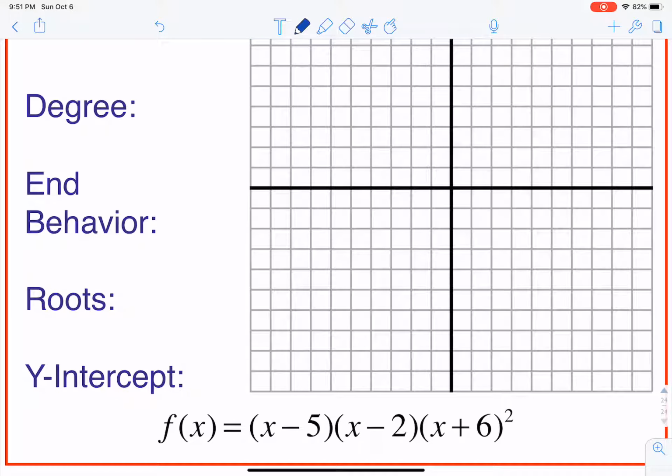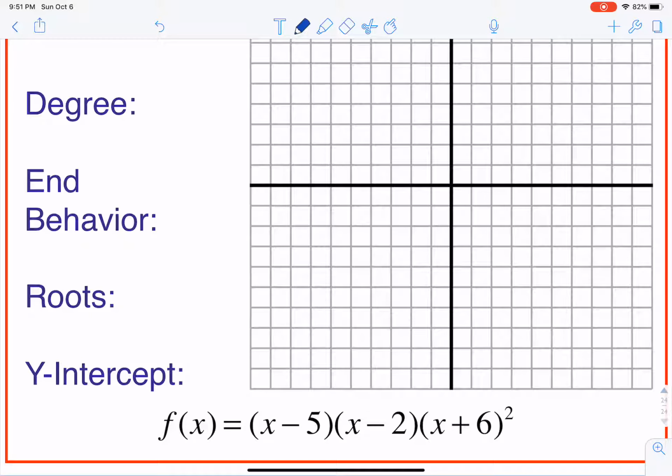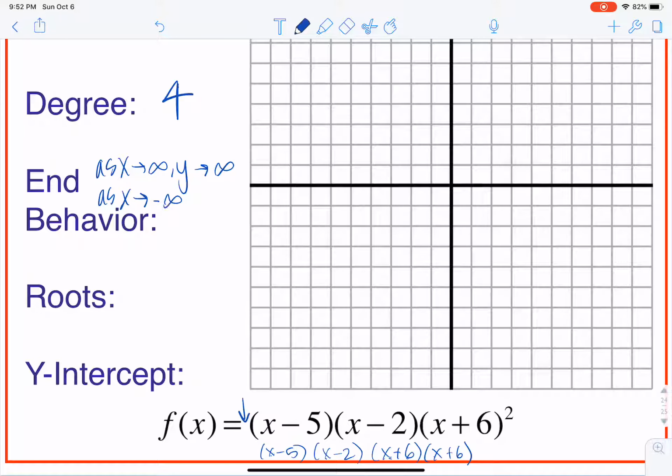So let's take a look at this one, and we're graphing again. My degree, I'm asking myself, how many times am I multiplying x together? Here I have x minus 5 times x minus 2 times x plus 6 squared, which is really x plus 6 times x plus 6. So really I'm multiplying x 1, 2, 3, 4 times. This has a degree of 4. So I know that my end behavior will be matching. I don't have a negative value out front here. So as x approaches infinity, y approaches infinity. And as x approaches negative infinity, y approaches infinity.